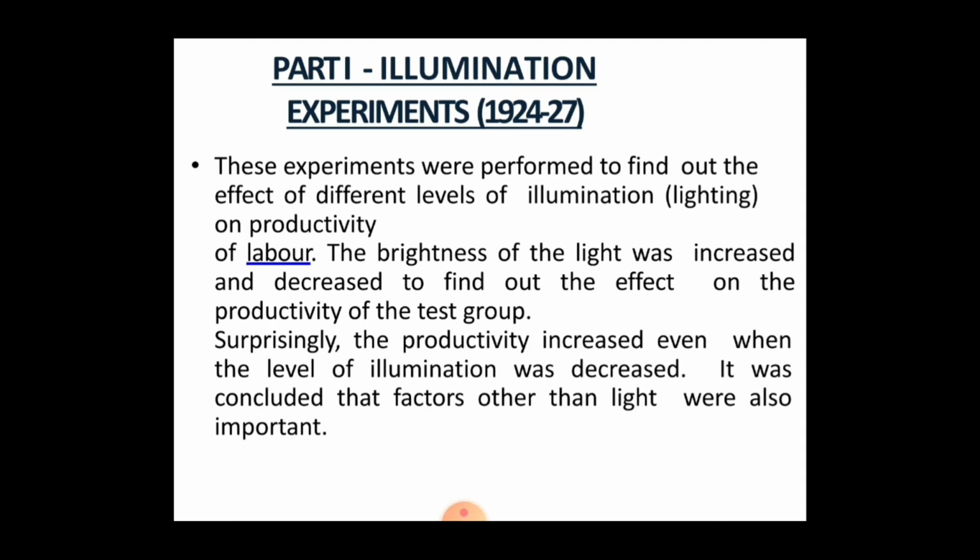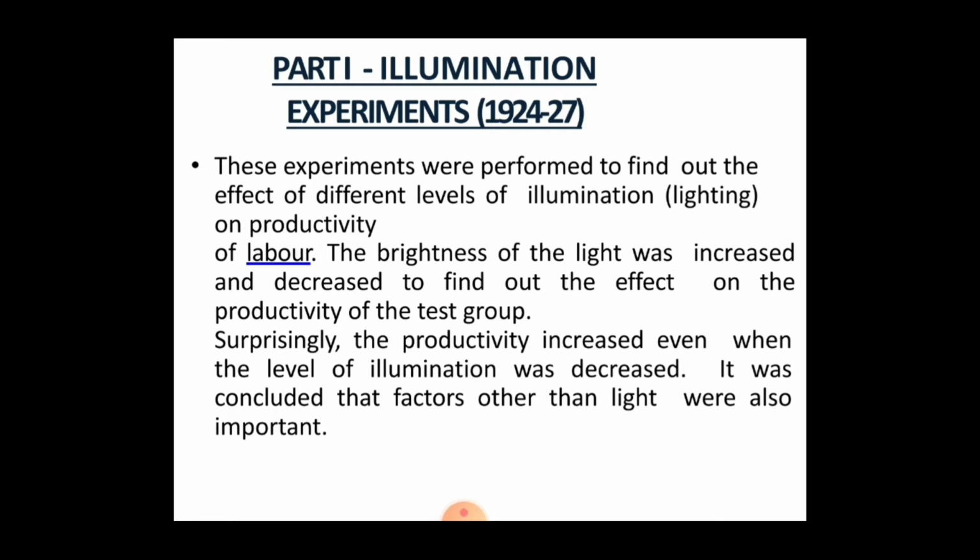Now we will discuss part 1, the illumination experiment. The illumination experiment was conducted between 1924 and 1927 and set out to determine the effect of lighting on workers' efficiency. The experiment was conducted in three separate departments. One department was the inspection of small parts, the second was the assembly of relays, and the third was winding coils. The light intensity was varied from low to high in four levels.